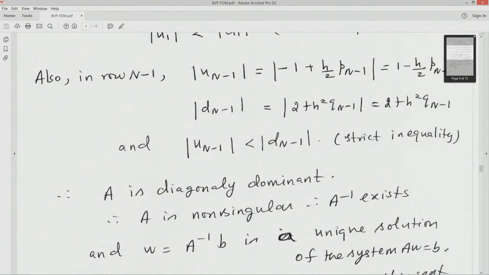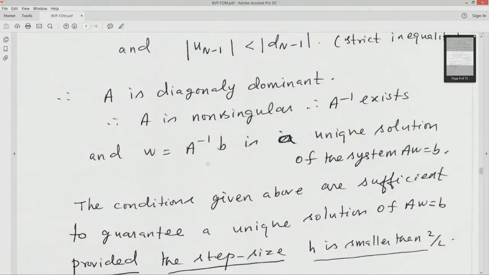So, what does it say? It says that the diagonal entries in the matrix A are such that the absolute value of the diagonal entry from row 2 to row n minus 2 is greater than or equal to sum of the absolute values of the off diagonal entries in that particular row. This happens in each row from row 2 to row n minus 2. And in row 1 and row n minus 1, there is strict diagonal dominance. A is a diagonally dominant matrix, and therefore A is non-singular. So, A inverse exists and therefore, the system A W equal to B has a unique solution given by W equal to A inverse B, and this is what we wanted to find out, whether the system has a unique solution.